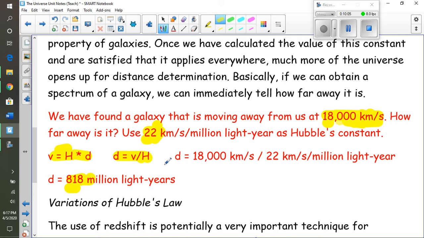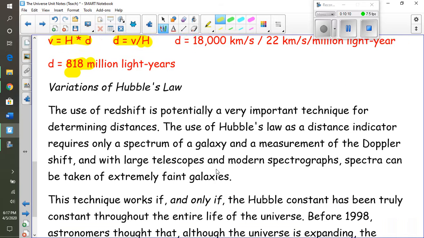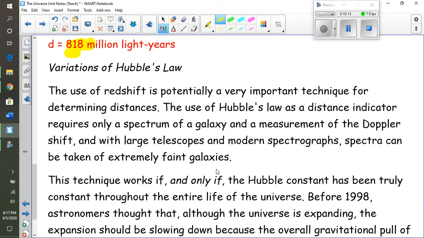And that's a really, really good thing, because in astronomy, the most important thing is measuring distances. So the use of redshift is a very important technique for determining distances. The use of Hubble's law as a distance indicator requires only the spectrum of a galaxy, because remember, that spectrum gives us the speed. We can take a look at how the spectra is shifted, red shifted or blue shifted, and that gives us the velocity. So with larger telescopes and more modern spectrographs, spectra can be taken from very, very faint galaxies.